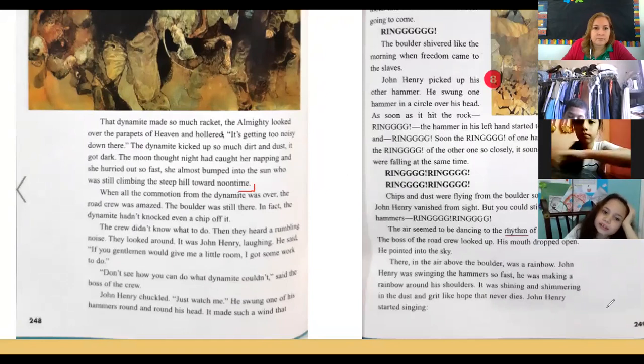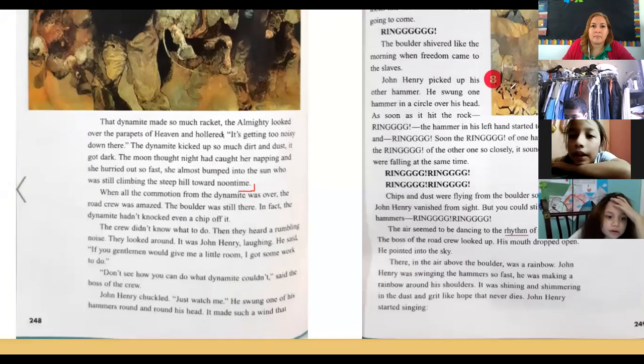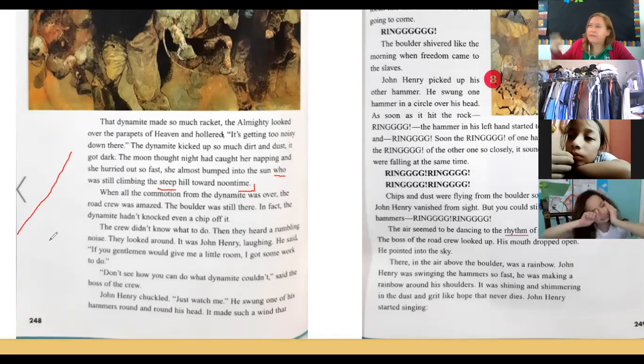The dynamite made so much racket that Almighty looked over the parapets of the heaven and hurled, it's getting too noisy down there. The dynamite kicked up so much dirt and dust it got dark. The moon thought night had caught her napping, and she hurried out so fast she almost bumped into the sun, who was still climbing the steep hill toward noontime. Steep, that's very steep. I live on a steep street. Es una cuesta, sí. It's very steep.